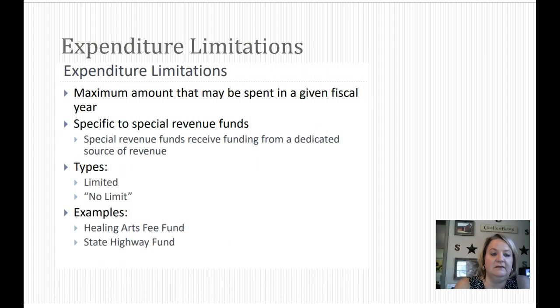Expenditure limitations. That is the maximum amount that may be spent in a given fiscal year. It is specific to special revenue funds. Special revenue funds receive funding from a dedicated source of revenue. Types are limited and no limit, and examples are the Healing Arts Fee Fund and the State Highway Fund. This does not apply to the Department of Corrections, but I wanted to show you that there are some funds that have expenditure limitations on them.